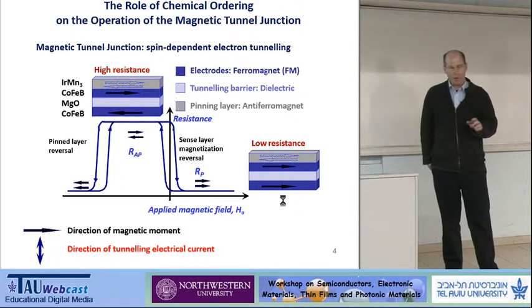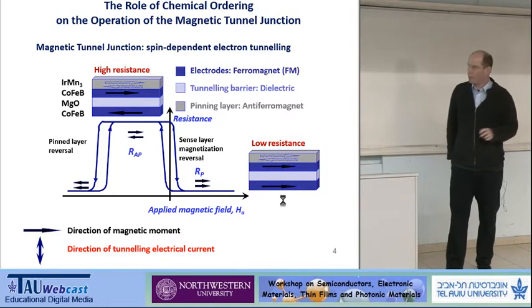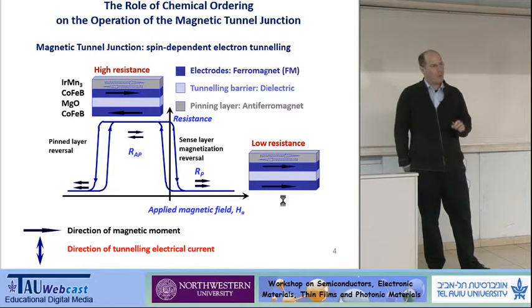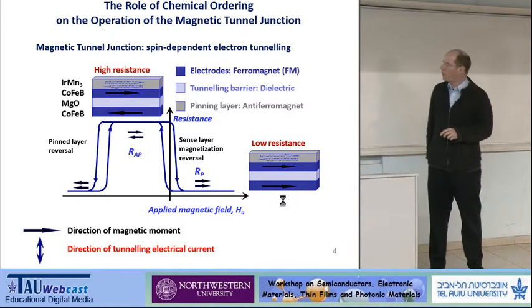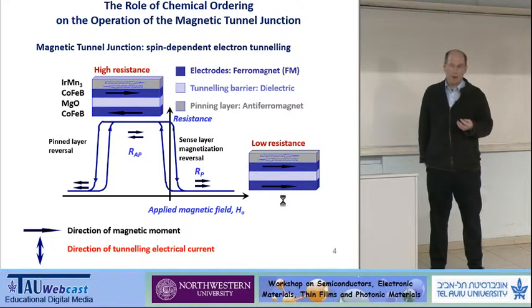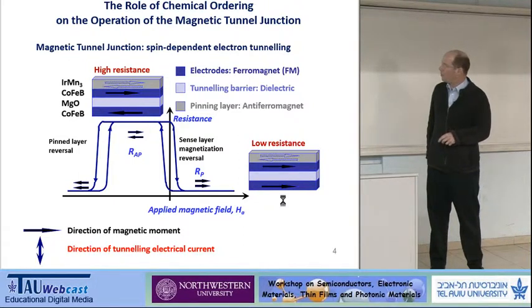It turns out that if you take care of the structural details, you can get a very strong spin-dependent tunneling effect. In other words, when the magnetic moments are parallel, the probability of tunneling is high, and therefore the resistance of the device is low. And when they're anti-parallel, the other way round.